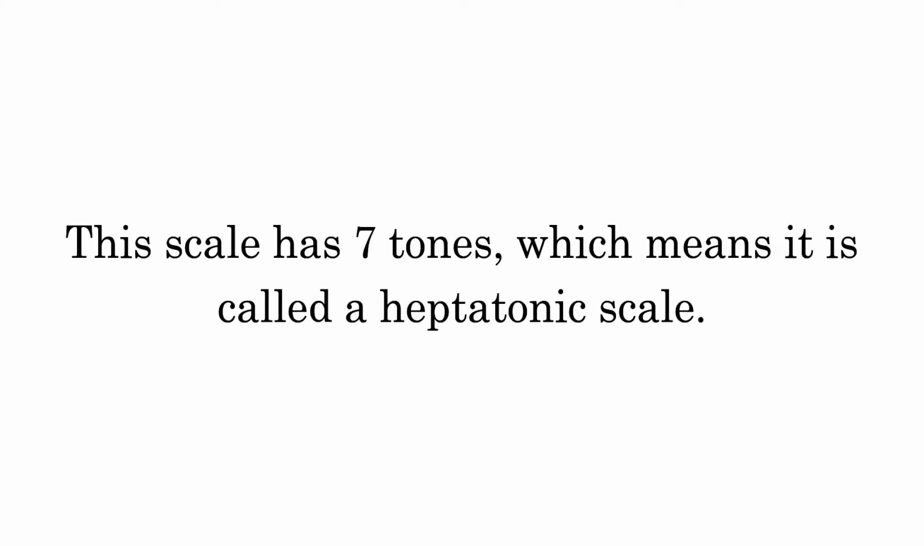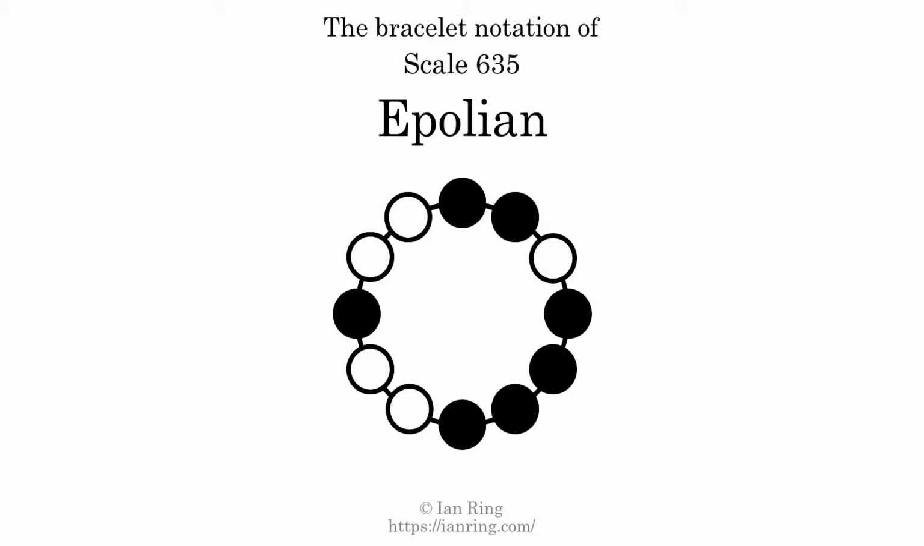This scale has 7 tones, which means it is called a heptatonic scale. This is a bracelet notation diagram of scale 635. The shaded circles represent tones that appear in the scale, and they are read clockwise, starting at the top.